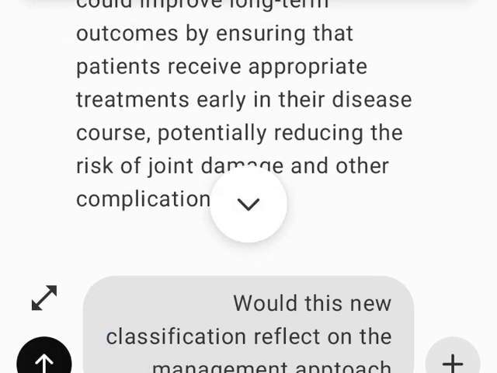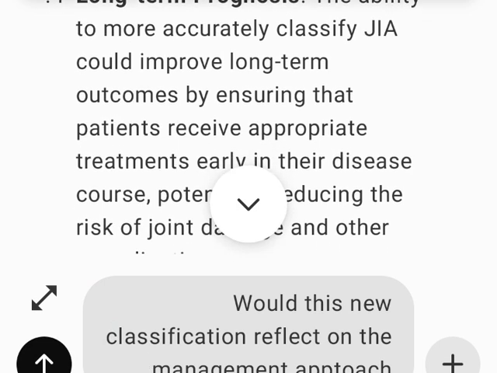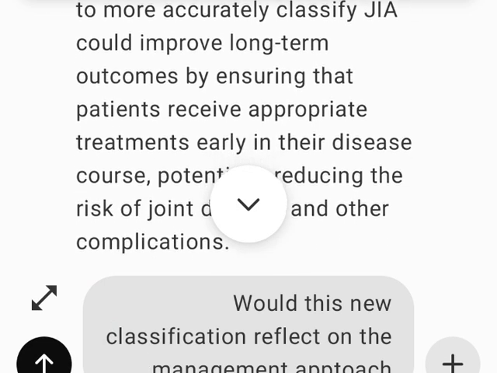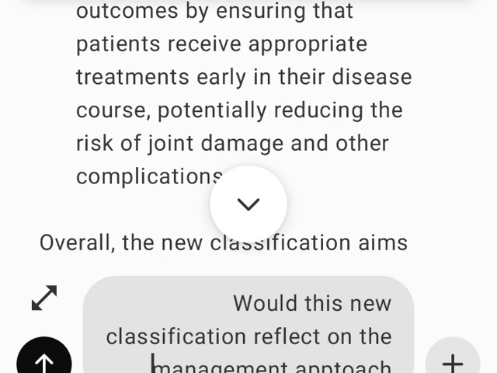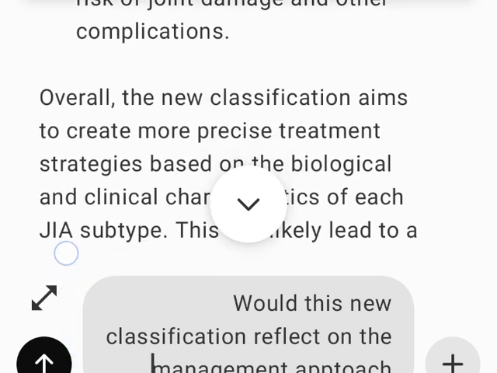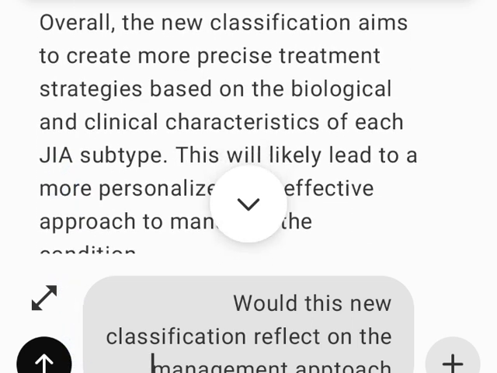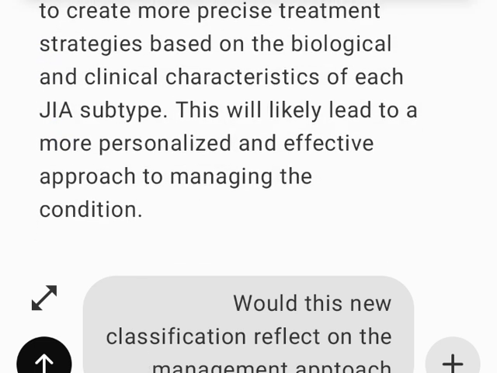4. Long-term prognosis. The ability to more accurately classify JIA could improve long-term outcomes by ensuring that patients receive appropriate treatments early in their disease course, potentially reducing the risk of joint damage and other complications. Overall, the new classification aims to create more precise treatment strategies based on the biological and clinical characteristics of each JIA subtype. This will likely lead to a more personalized and effective approach to managing the condition.